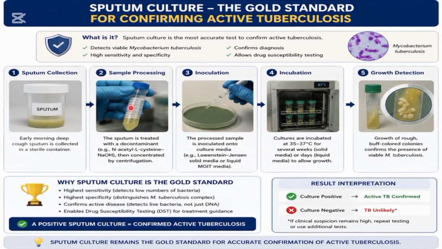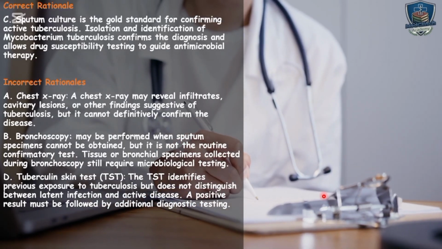You collect the sputum, you process, you inoculate, incubate, then you'll identify the growth of the Mycobacterium tuberculosis. So when the culture is positive, automatically we confirm that this client has got an active TB. We also have got an X-ray.